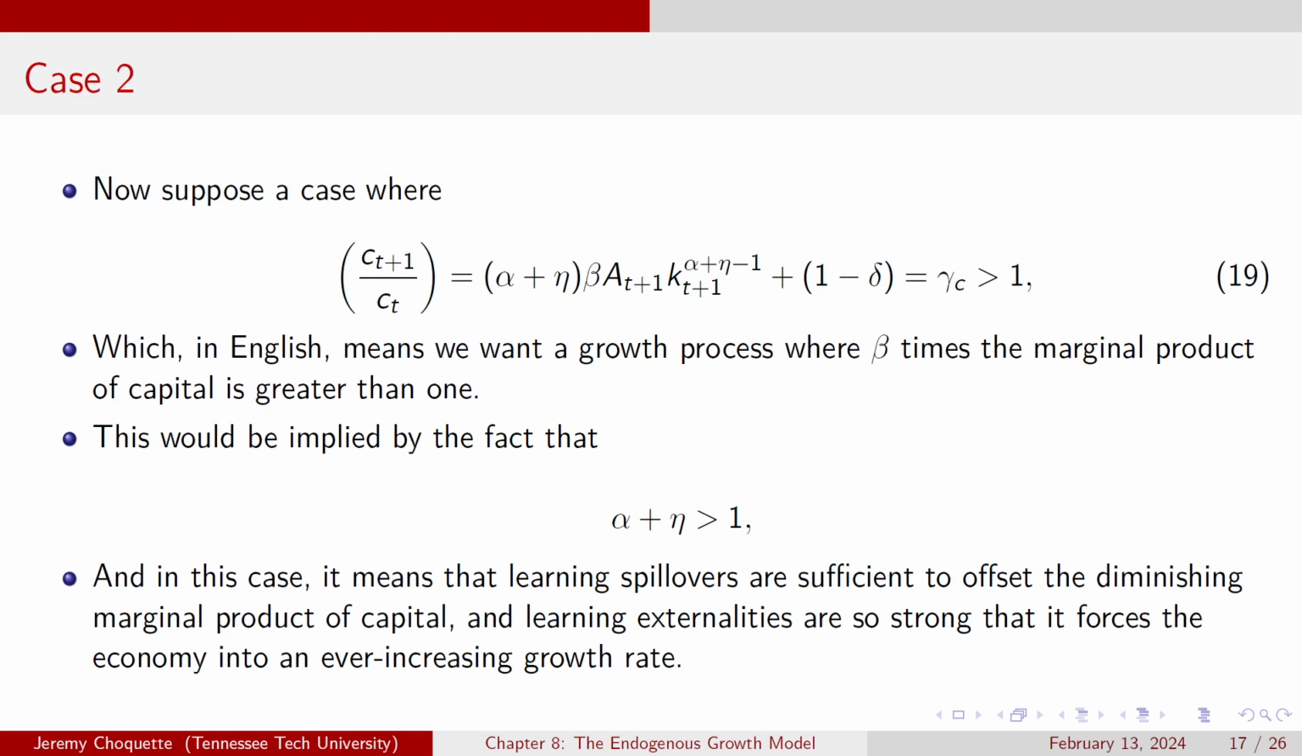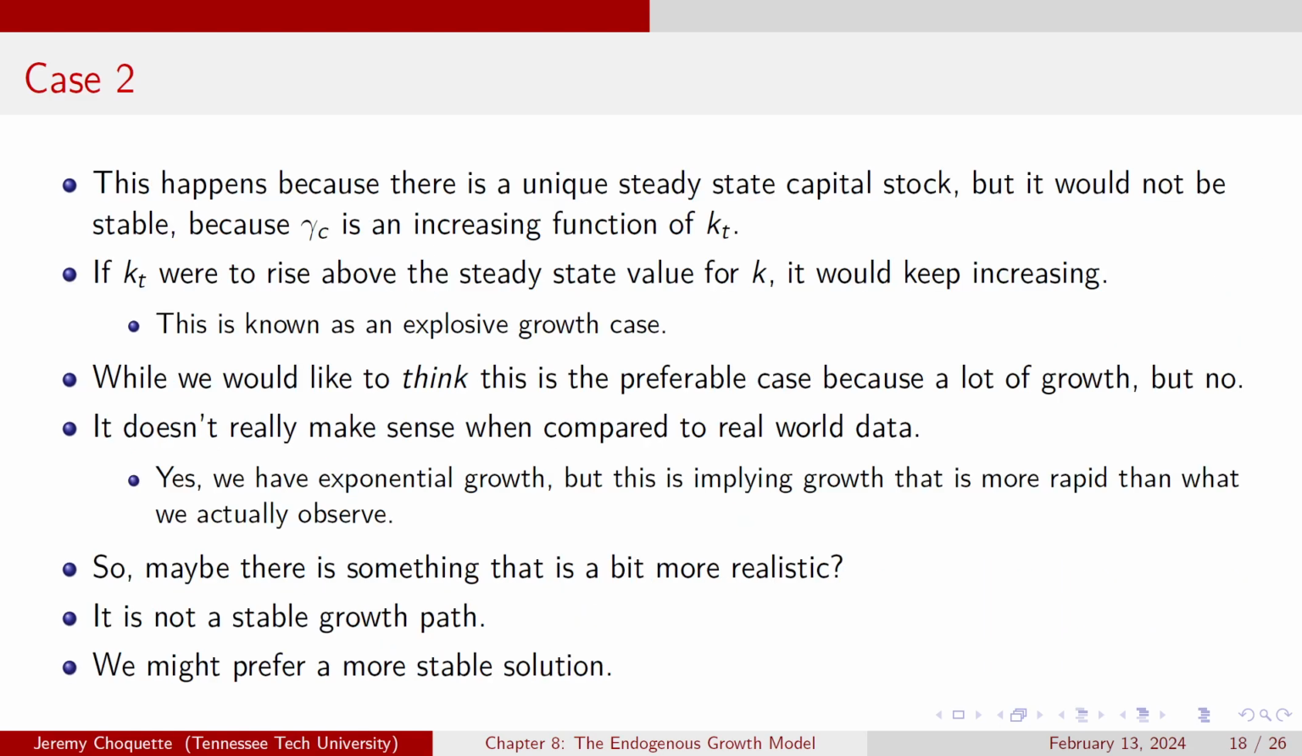Here, learning spillovers are more than sufficient to offset the diminishing marginal product of capital. Learning externalities here are so strong that it forces the economy into an ever-increasing growth rate. It just keeps growing and growing. This happens because there's a unique steady-state capital stock, but it's not stable because gamma is an increasing function of k. So if k were to rise above the steady-state value for capital, it just keeps increasing. It's an explosive growth case.